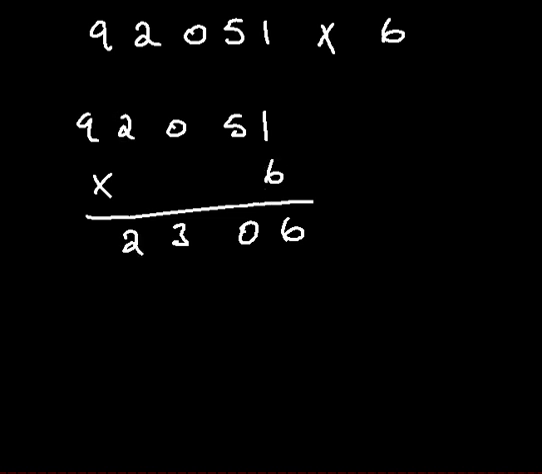And the 9 times 6. So what is 9 times 6? So in this case, 9 times 6 is given as 54. And 54 plus 1, that is given as 55. So this is the solution.